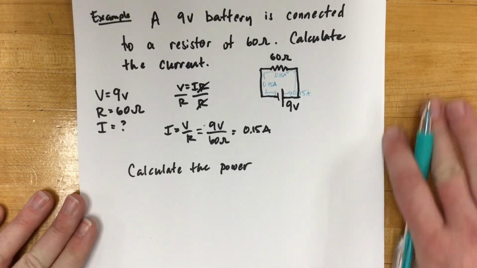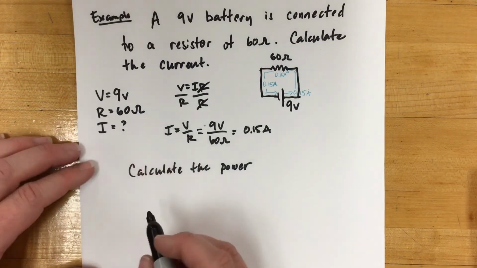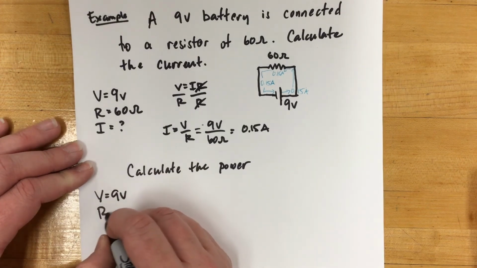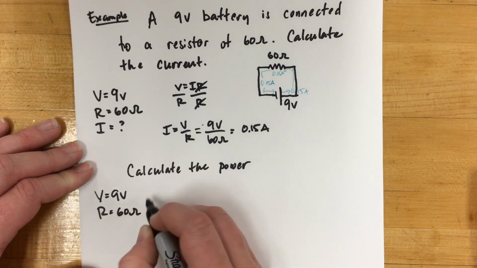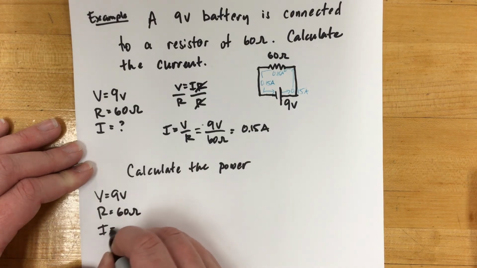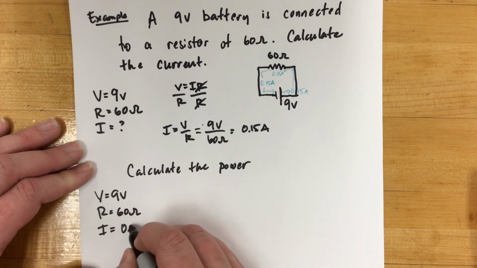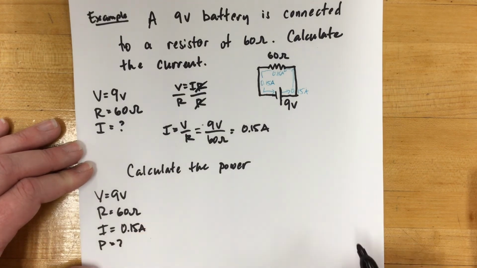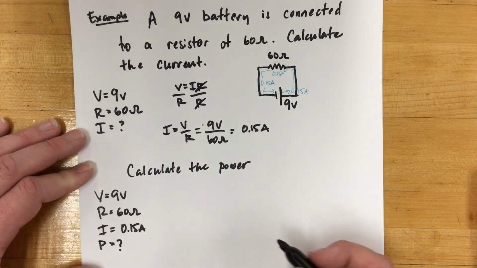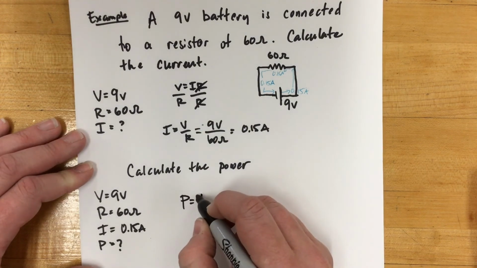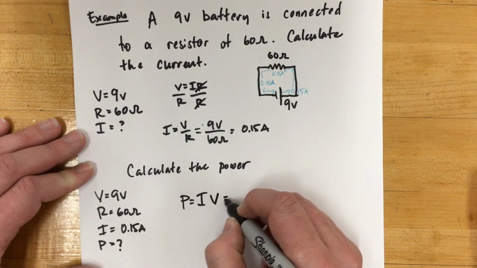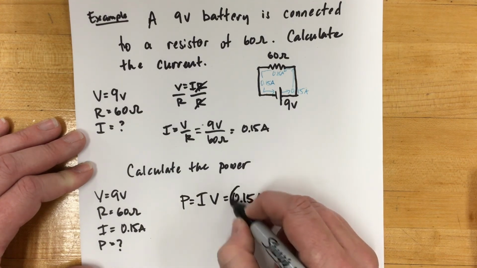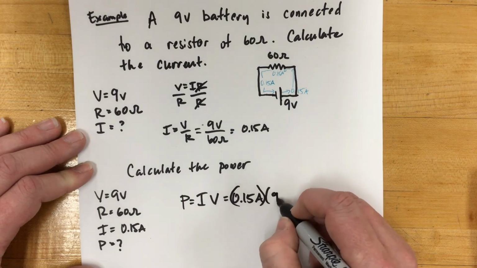The next thing asks us to calculate the power. So we still have the same variables. V is 9 volts, our resistance is 60 ohms, and now we have the current, I from up above, is 0.15 amps, and we'll calculate for power. So we have power equals current times our voltage. So we take our current, 0.15 amps, times our voltage of 9 volts.